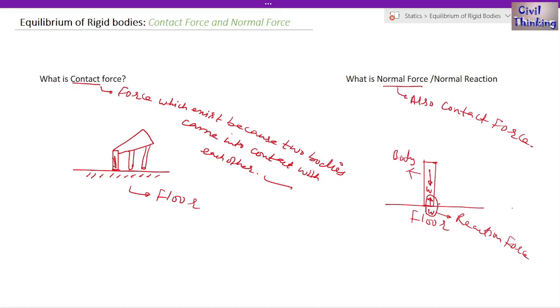Now this reaction force came into existence only because this body touched the floor, right? And it is always perpendicular to the surface, normal to the surface. Perpendicular means normal. Normal means at 90 degrees. Because it is at 90 degrees to the floor surface, that's why it is known as normal reaction. So this normal force or normal reaction is also a contact force, but at 90 degrees, and 90 degrees means normal to the surface. So that's it for today.